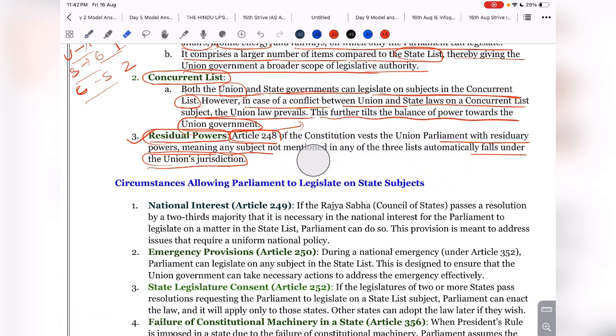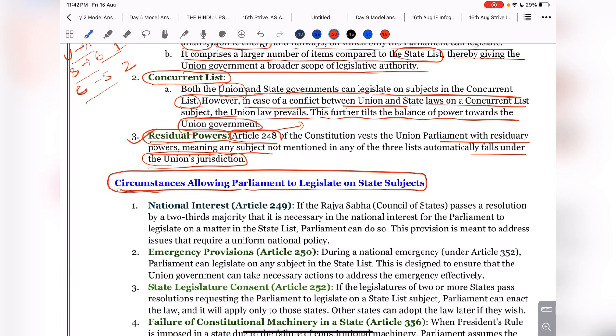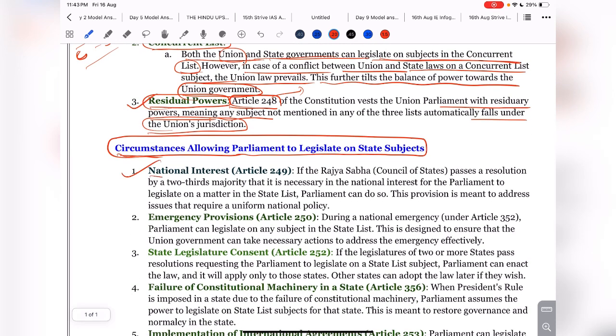The next is about the circumstances that allow Parliament to make law on a state subject. First is the national interest under Article 249. Remember, this is 249, not 248 or 349. If Rajya Sabha, that is the Council of State, passes a resolution by a 2/3 majority that it is necessary in the national interest for Parliament to legislate on a matter in the state list, then Parliament can do so. This provision is meant to address issues that require a uniform national law.